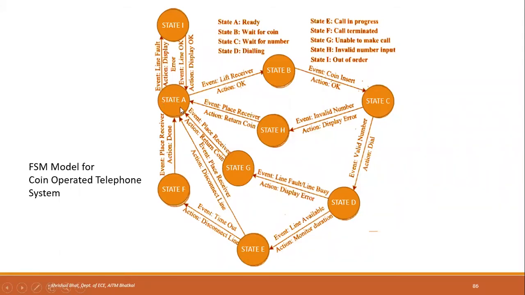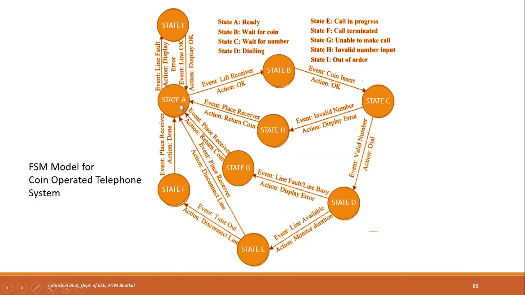If the line is faulty, then it will go to the out of order state. If there is a line fault, that is the event, it will go to the out of order state, and it will display that the line is out of order. You cannot use the telephone system. When the line becomes okay, it has to come back to the ready state, that is, it can accept the coin.